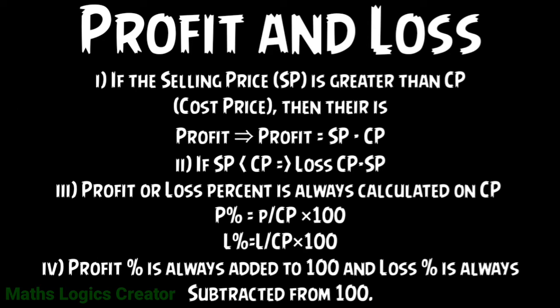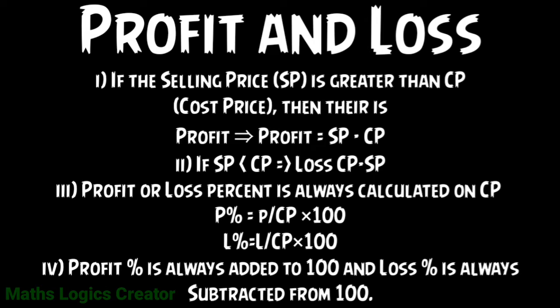We all know that selling price is denoted with SP and cost price is denoted with CP. So there is a profit and there is a loss, and we have some basic formulas. Before attempting the profit and loss problems, everyone should remember these basic points. Remember this, then the problems are going to be very easy.